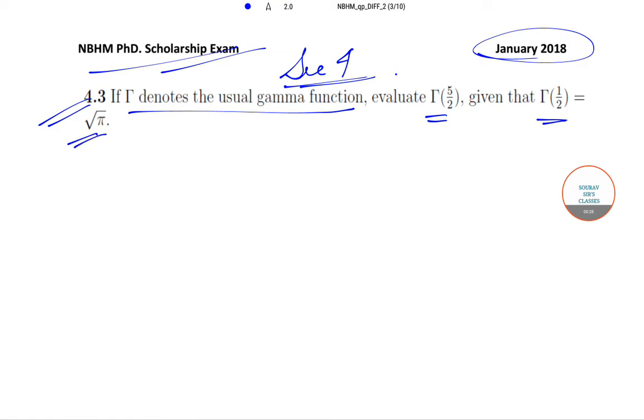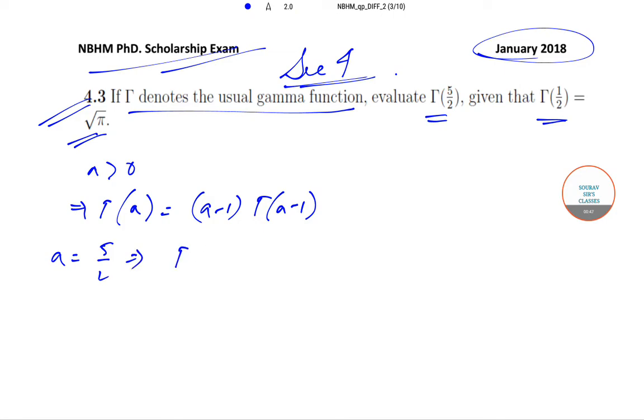So let's begin. What is the gamma function? If a is greater than 0, then gamma function of a is basically (a minus 1) times gamma function of (a minus 1). So we'll put a equal to 5 by 2. So a equal to 5 by 2 implies that gamma function of 5 by 2 will be equal to (5 by 2 minus 1), which is 3 by 2, times gamma function of 3 by 2.